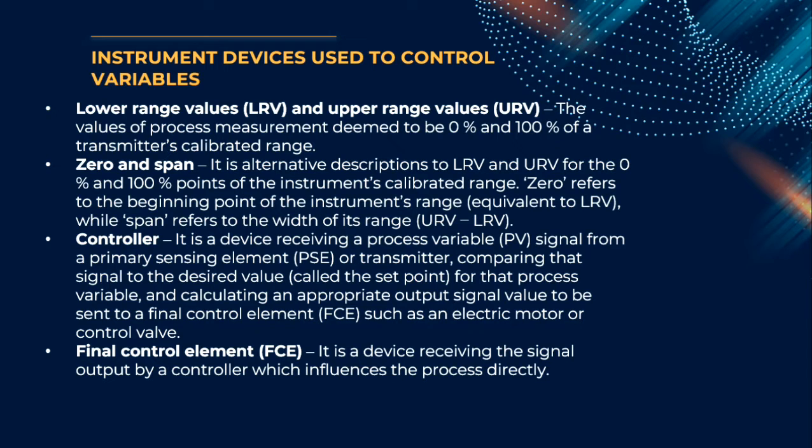Controller. It is a device receiving a process variable or PV signal from the primary sensing element or PSE or transmitter, comparing the signal to the desired value, called the set point for the process variable, and calculating the appropriate output signal values to be sent to a final control element or FCE, such as an electric motor or control valve. Final control element or FCE. It is a device receiving the signal output by a controller which influences the process directly.